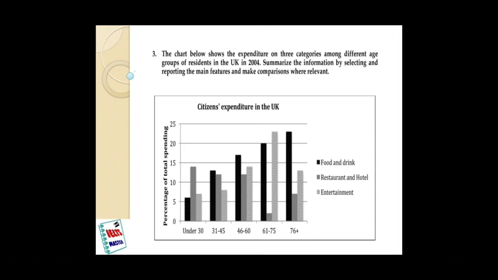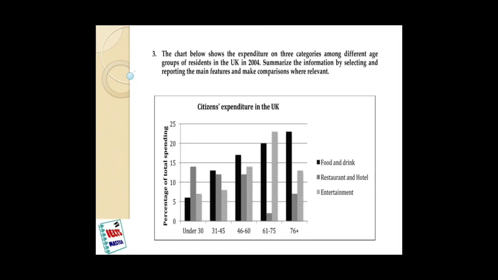So we can see in the graph, at the top, citizens' expenditure in the UK, and then at the left hand side, percentage of total spending. At the bottom you can see the age groups, which are under 30, 31 to 45, 46 to 60, 61 to 75, and above 76.